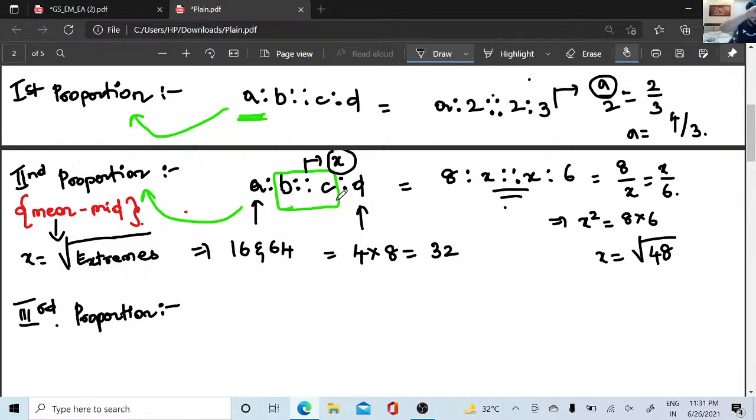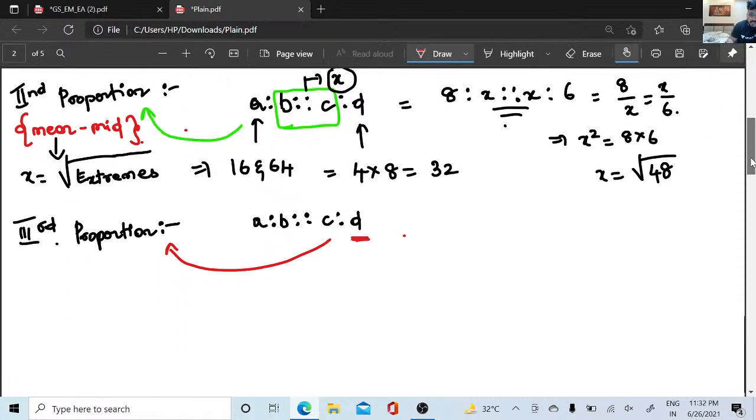So B and C was the mid proportion, right? So we are left with only the D one. If I get a proportion A is to B is to C is to D, what is going to be my third proportion? My third proportion is the letter D. So you can see how to find out the third proportion here.